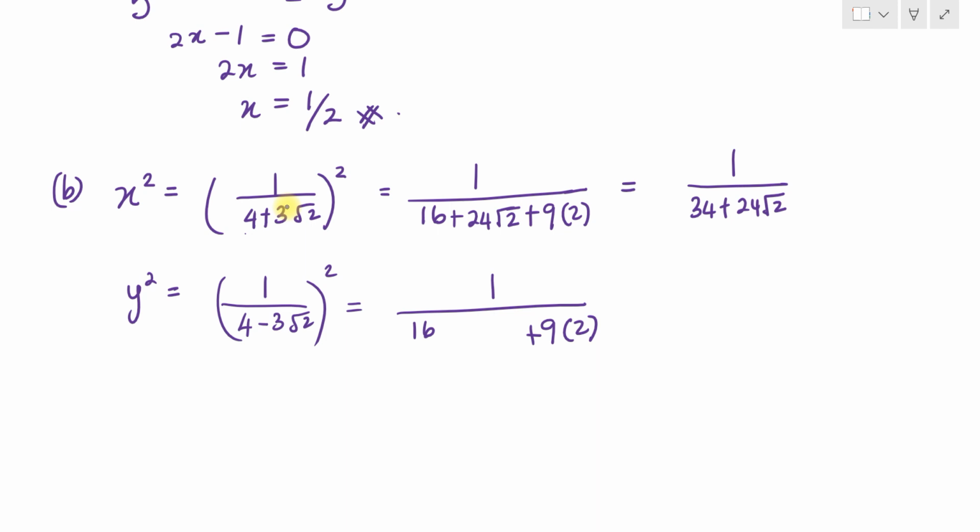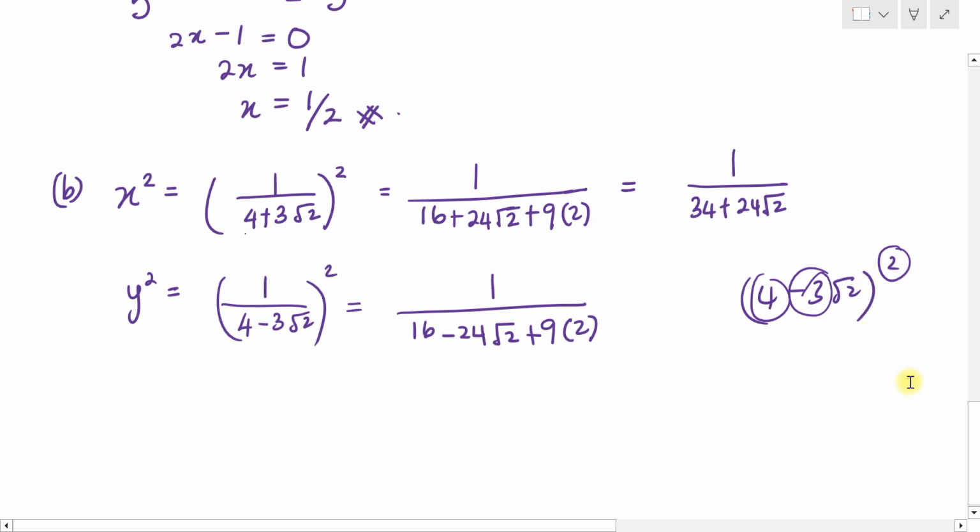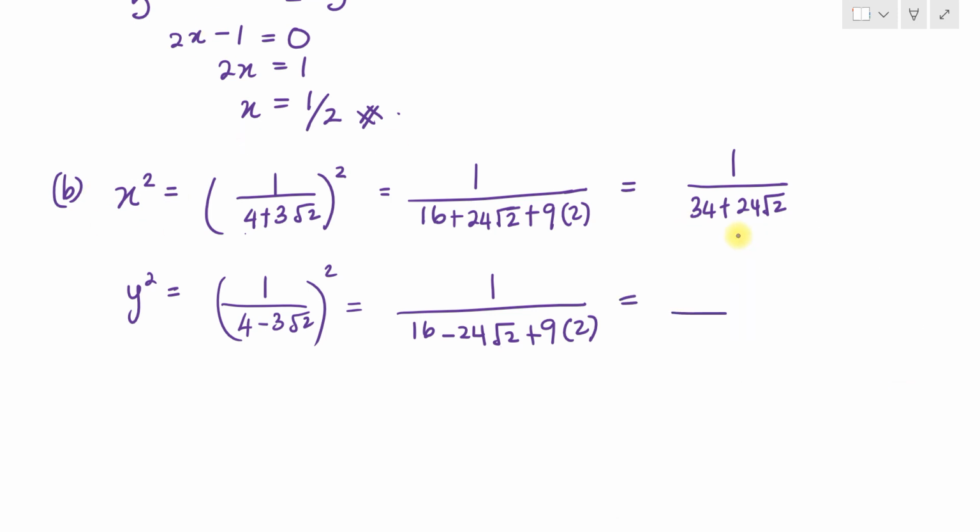And then at the middle, you need to think like this. 4 minus 3 surd 2, squared, right? Take this 2, take this negative 3, take this 4. So you'll get negative 24 surd 2. Okay? So you get the middle term ready. And then here 1 over 16 plus 18, again 34, but you get minus 24 surd 2 now.